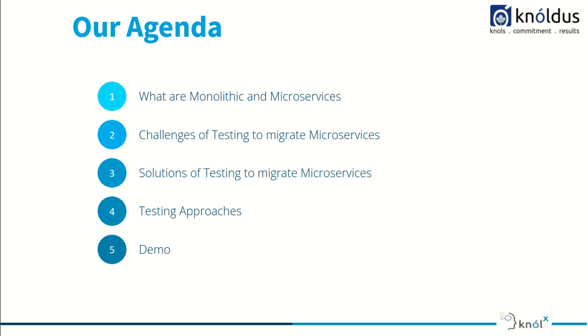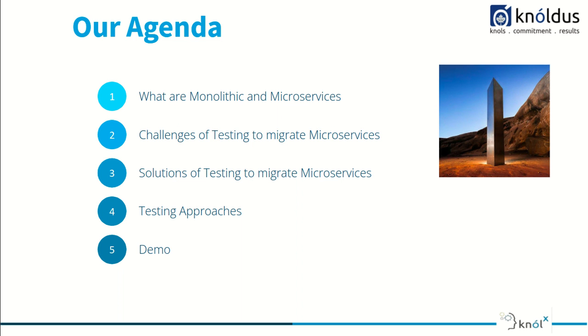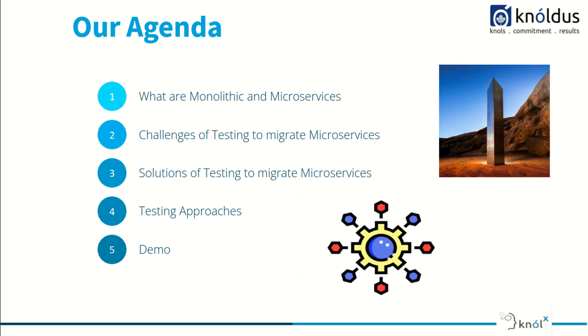Today we will discuss what monolithic and microservices are. In our mind, we always picture monolithic as a structure like this sculpture. From this picture we get the idea that monolithic means very large and unable to be changed. And in microservices, from this picture we can see each building has its own service, meaning each service runs its own process and communicates through APIs. We will discuss the challenges and solutions of testing to migrate to microservices, testing approaches, and in the last we will see a live example of how we can test microservices APIs with the help of an automation tool.